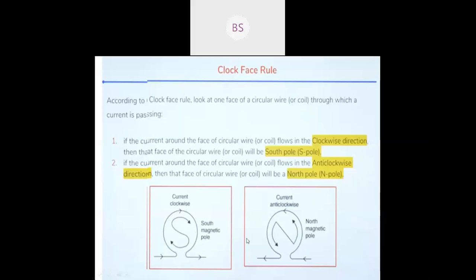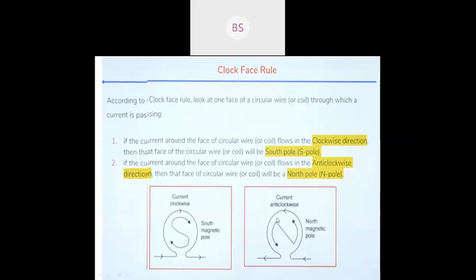When we observe the second picture, if the current around the face of a circular wire flows anti-clockwise, now you can see here it's moving anti-clockwise, 12, 11, 10, like that, then the face of the circular wire will be north pole.